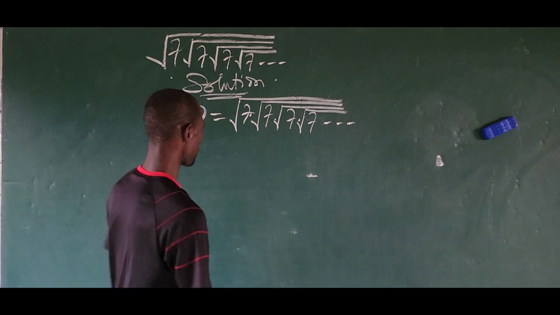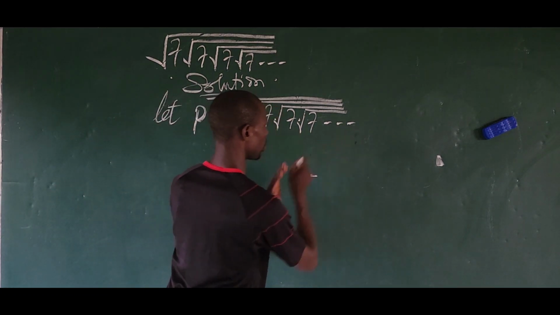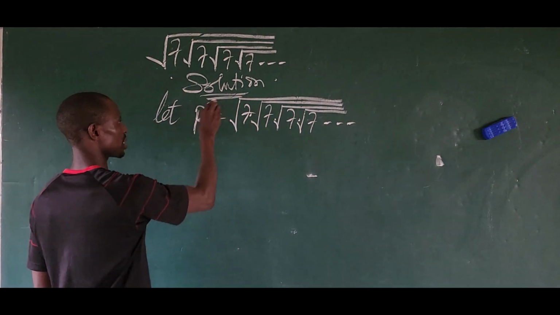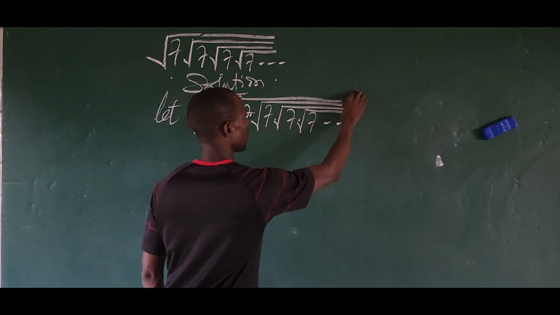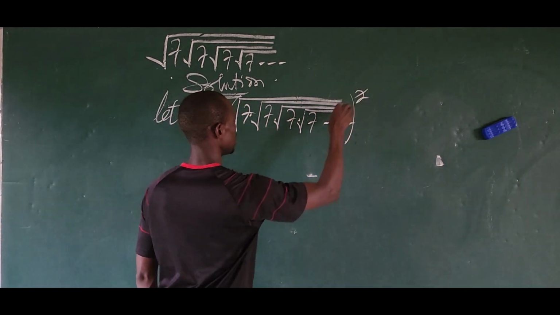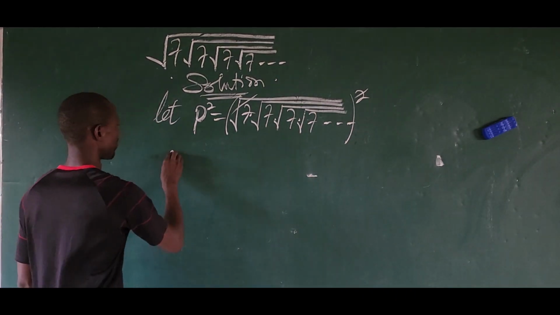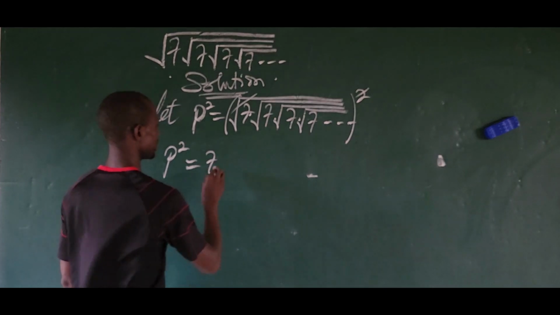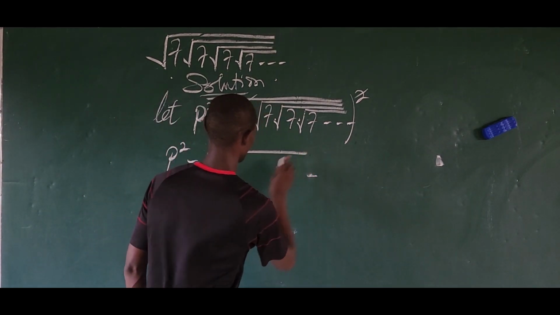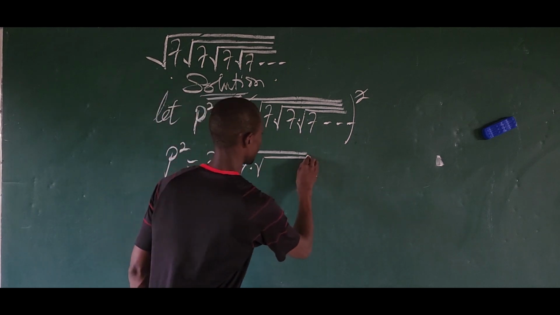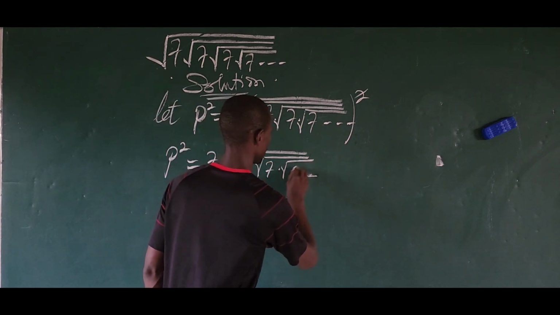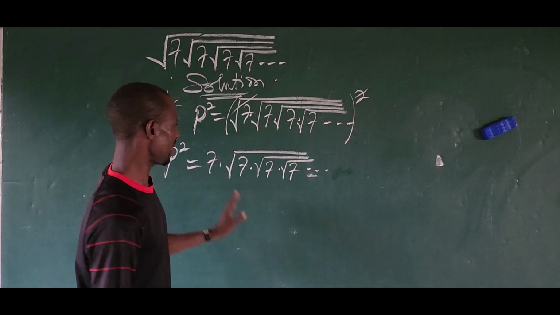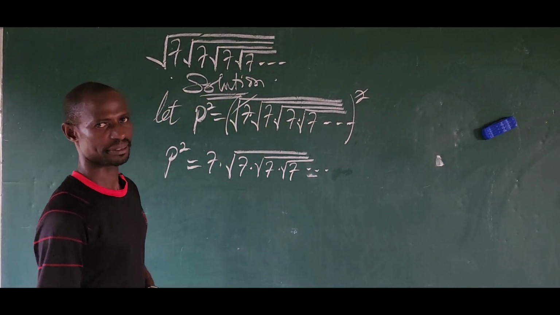Okay, so since we are saying p is equal to the whole of this, and we have to eliminate this first radical, we take the square of both sides. So we equally take the square of this. And so these will go with this, and we're going to have p squared is equal to 7 times the square root of 7 times the square root of 7 times the square root of 7, to infinity. Again, this will lead to infinity.